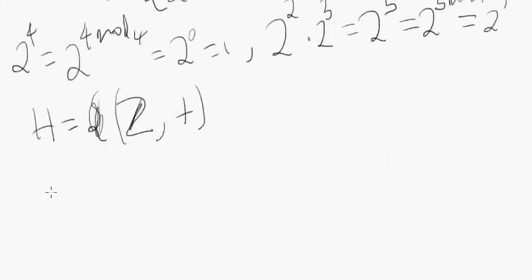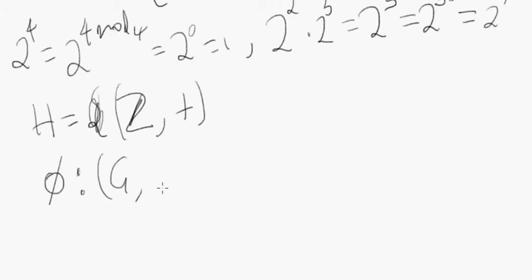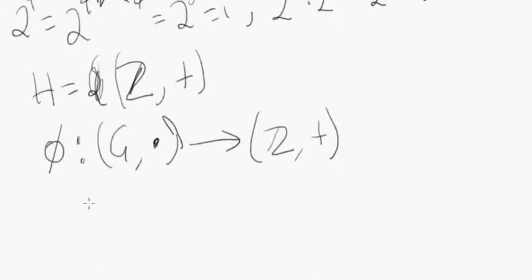So let's see if we can construct a homomorphism phi from the group G. Our group G was the set of all powers 2 to the x. Remember, it's this thing here: 2 to the 0, 2 to the 1, 2 to the 2, 2 to the 3. And we're considering G under multiplication because we're multiplying 2 squared times 2 cubed, for instance. We want to construct a homomorphism phi from G to Z plus, that is the set of integers under addition. So how do we define this homomorphism?